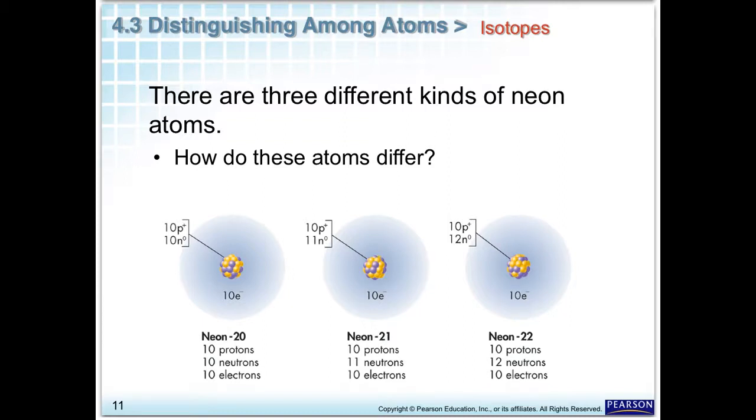The difference comes in the nucleus, in the number of neutrons. Neon 20 has 10 neutrons, 10 plus 10, making a mass number of 20. Neon 21 has 11 neutrons, 10 plus 11, making 21. And neon 22 has 12 neutrons, 10 plus 12 makes 22. So the difference comes in the number of neutrons.